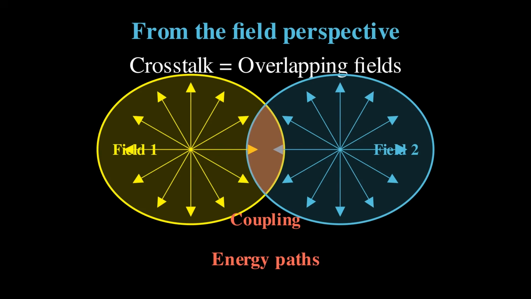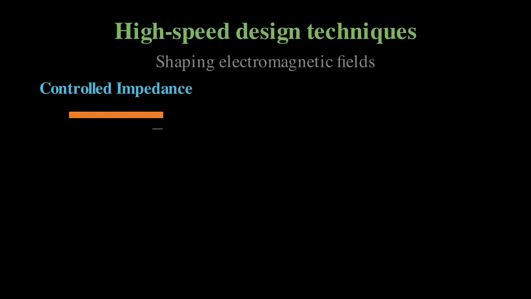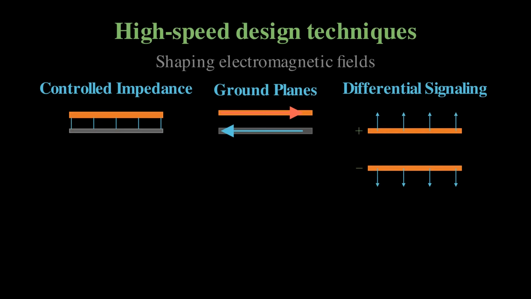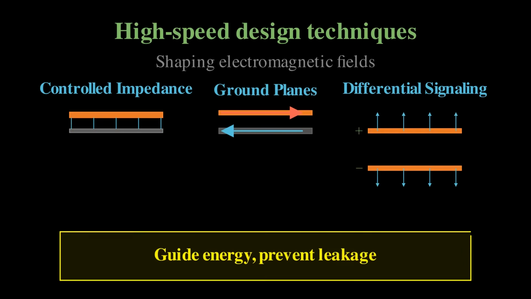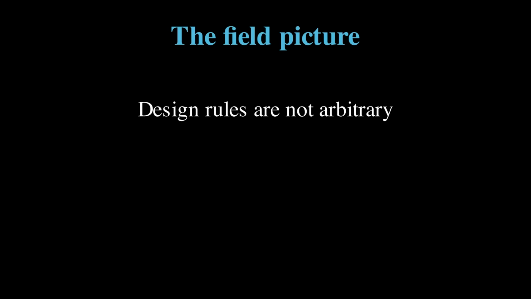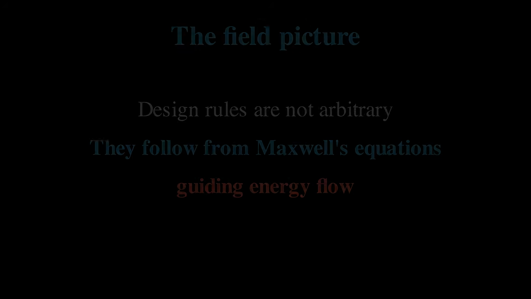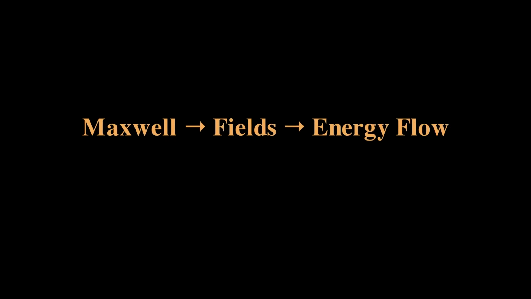This is why high-speed circuit design focuses on things like controlled impedance, ground planes, and differential signaling. These are all techniques for shaping the electromagnetic field distribution so that energy flows where it's intended to and doesn't leak into neighboring structures. Once you adopt the field picture, these design rules stop being arbitrary. They become direct consequences of how Maxwell's equations guide energy flow.